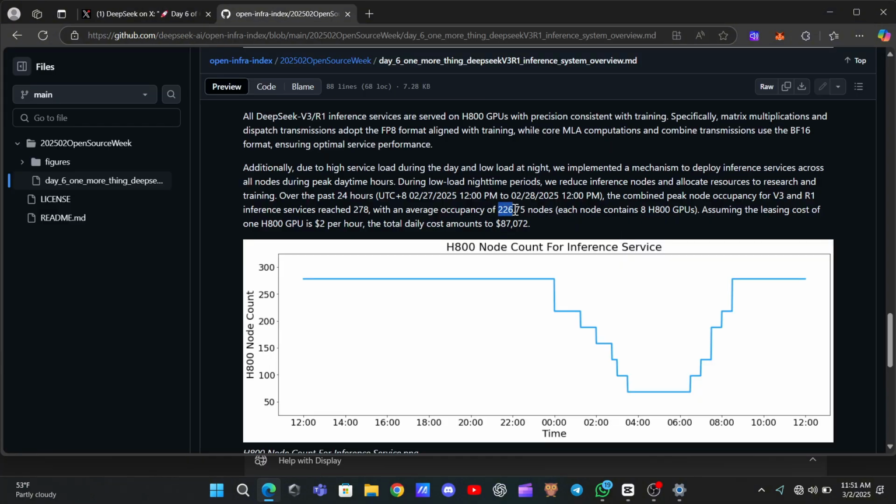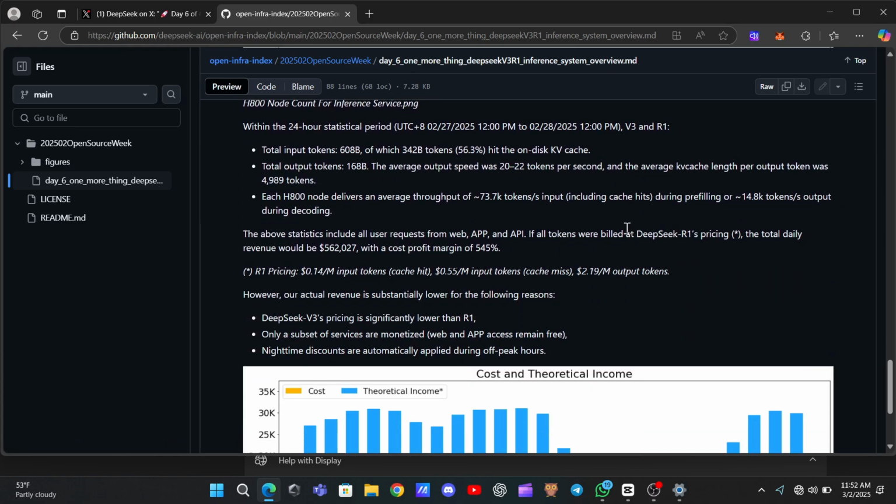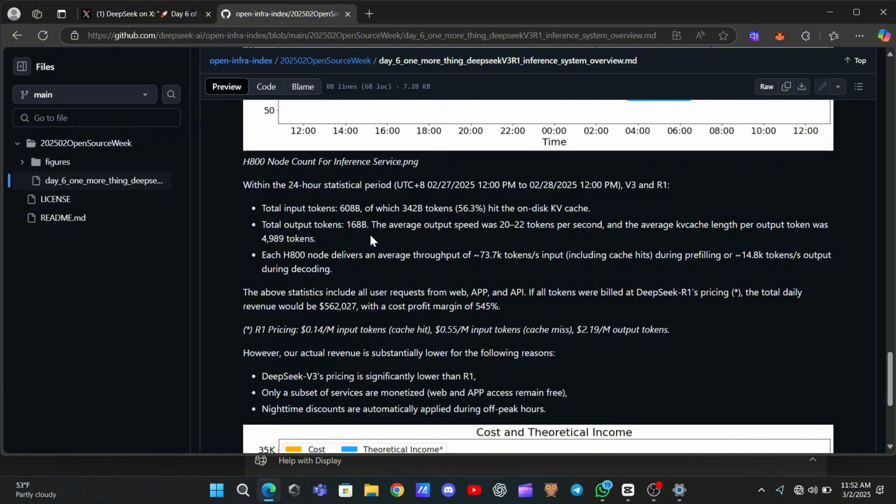They're using around 226 nodes, each with 8 H800 GPUs, which brings their daily cost to roughly $87,700 over a 24-hour period, while processing an astronomical 68 billion input tokens and 168 billion output tokens. If you run the numbers, assuming every token was billed at Deepseek R1's pricing, the total daily revenue would be around $1,562,000, translating into a cost-profit margin of about 545%.